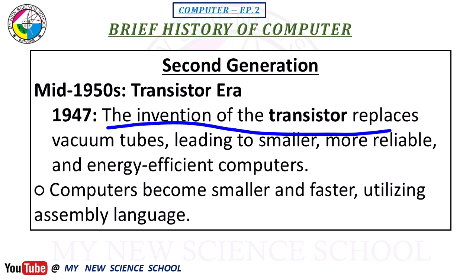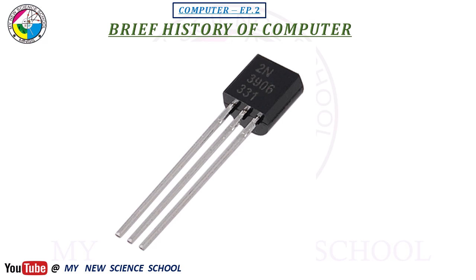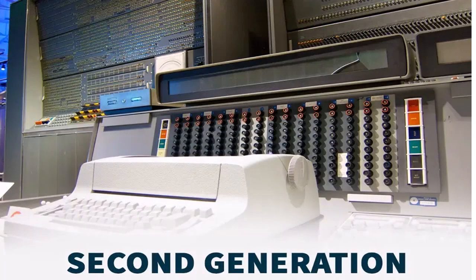The invention of the transistor replaced the vacuum tube, leading to smaller, more reliable, and energy efficient computers. Computers became smaller and faster, so the era is called the transistor era. We moved from the vacuum tube to the transistor, and this is a transistor. Then this is the second generation computer.